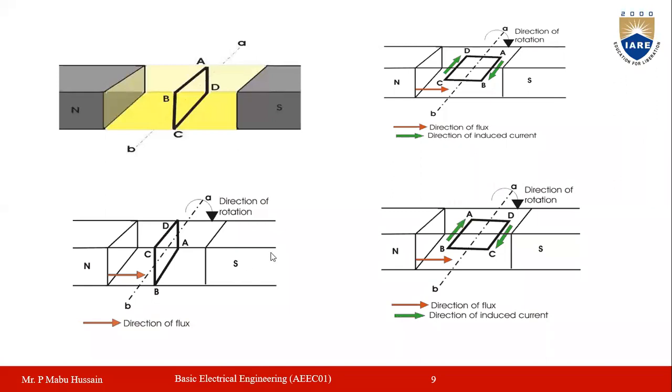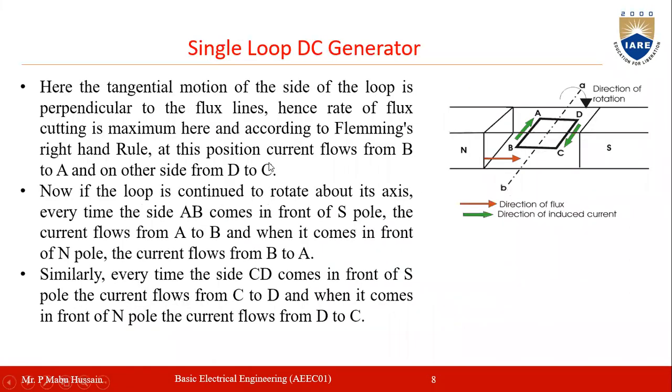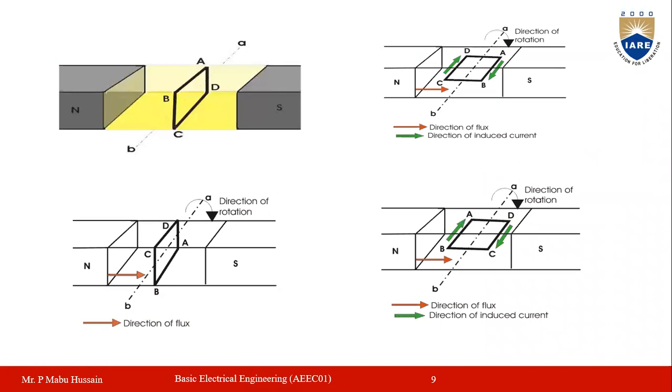So in the morning session, we discussed the single loop generator. See here, we have the North Pole and the South Pole. The flux direction will be from north to south in this direction, so everywhere it will be the same. Here we have taken 4 cases.